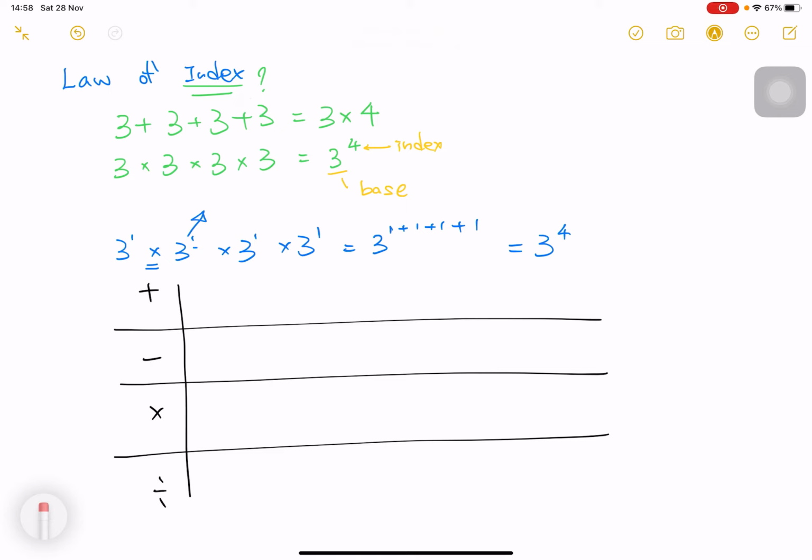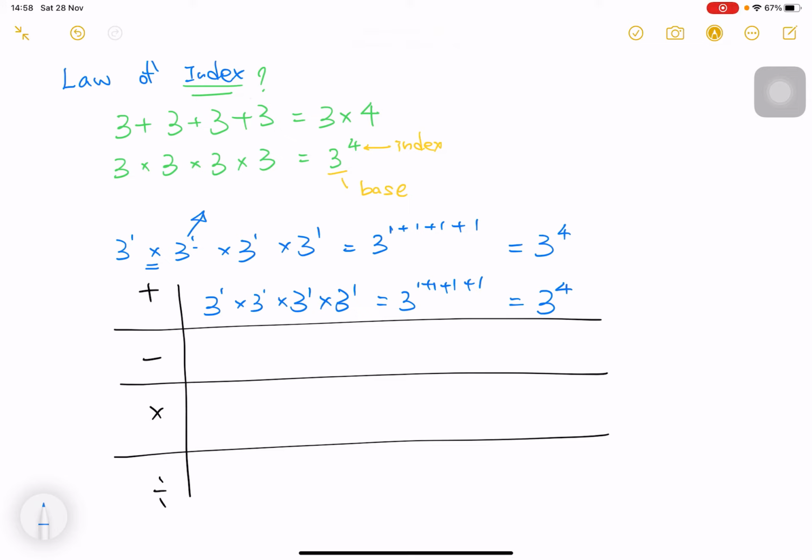So we can just write it down here. There's 3 to the power of 1 times 3 to the power of 1 times 3 to the power of 1 times 3 to the power of 1, which means 3 to the power of 1 plus 1 plus 1 plus 1, and then there's 3 to the power of 4. That's the way that we use the addition.